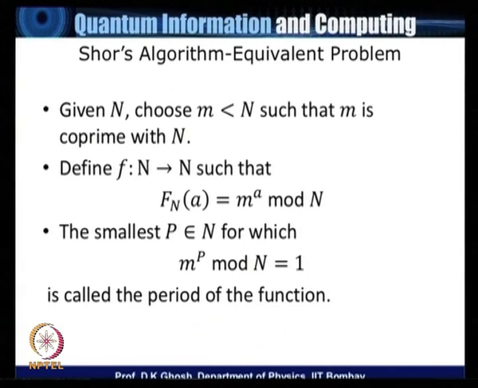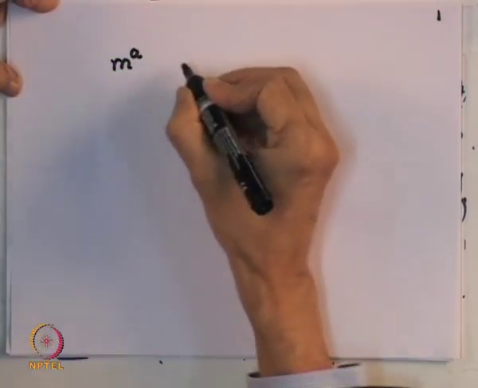So what we said is, given a number n, choose a number m which is smaller than n such that m is co-prime with n, that is, m and n do not have any common factors. For illustration purpose, I have chosen a small number, n equals 55. However, the quantum computation is going to be necessary when number n is very large and is a composite product of two prime numbers. Now let's define a function which is given by m to the power a mod n.